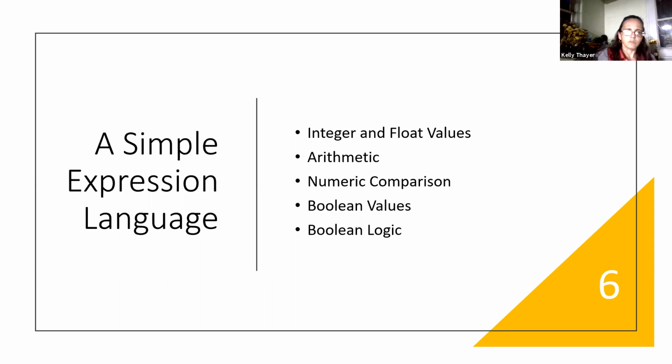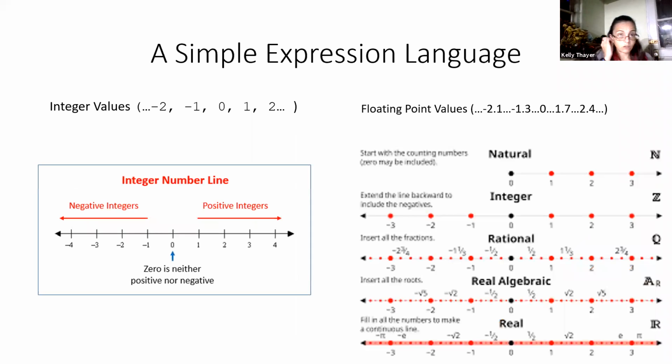Python is a simple expression language. That means we need to have a variety of components in order to actually express that idea. We would need to have integers and floats, which are different representations of numbers. We would need to be able to do arithmetic. We would need to have numeric comparison. We need to have 2 different kinds of Booleans, that is the Boolean values and the Boolean logic. So let's just take a look at what those components in Python actually look like.